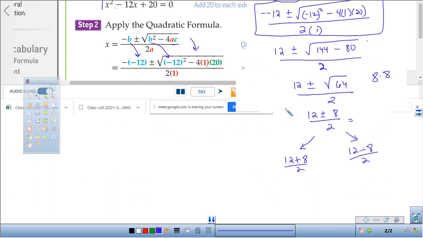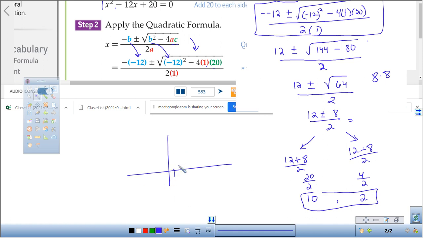And this is basic math. Right here is 20 over 2, also known as 10. Here is 4 over 2, known as 2. So in all this madness, we have this thing crossing at 1, 2, going like this, 3, 4, 5, 6, 7, 8, 9, 10, and then coming back up through 10.